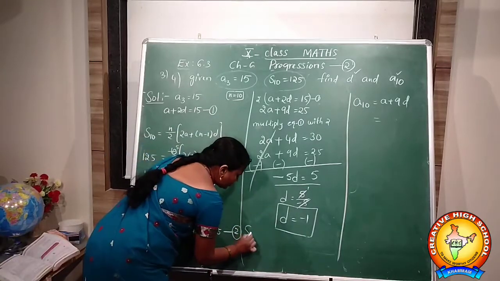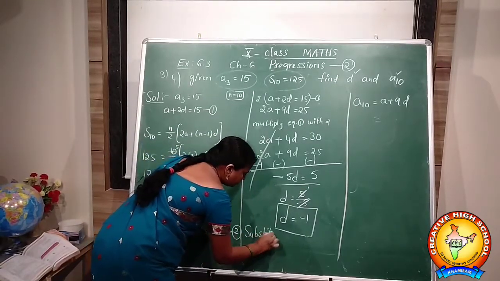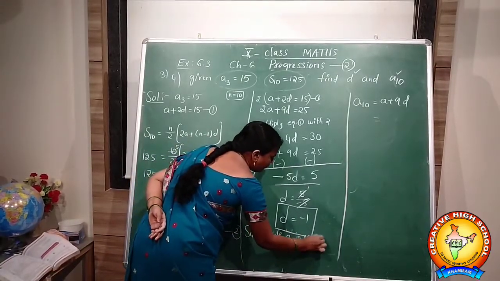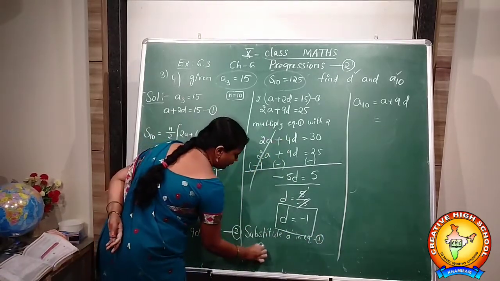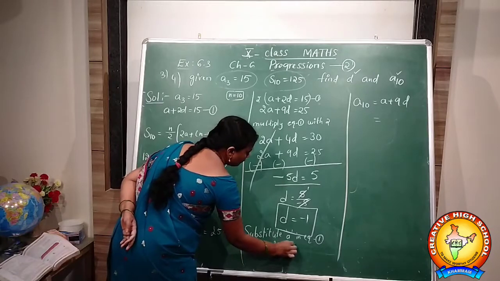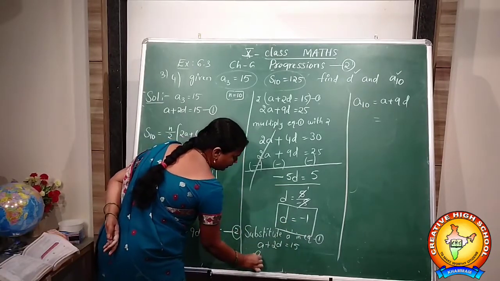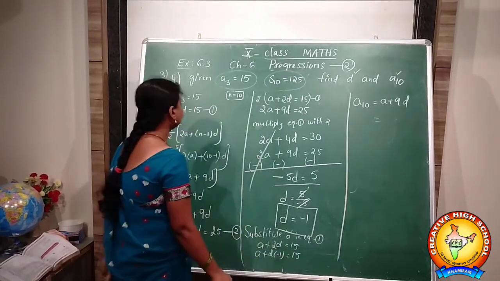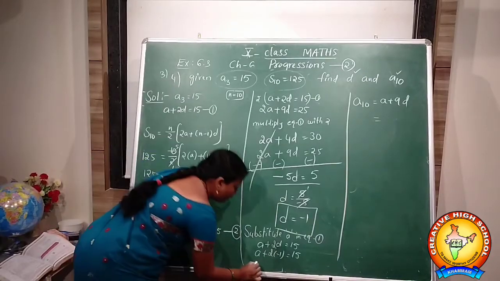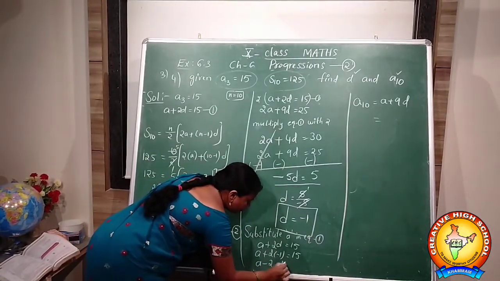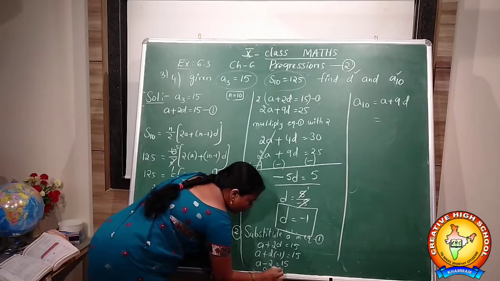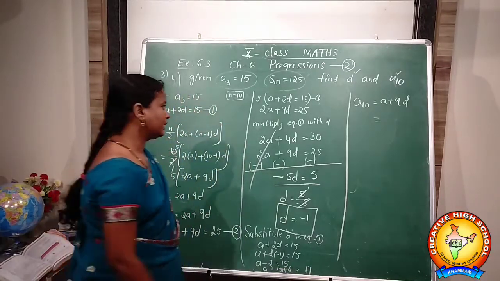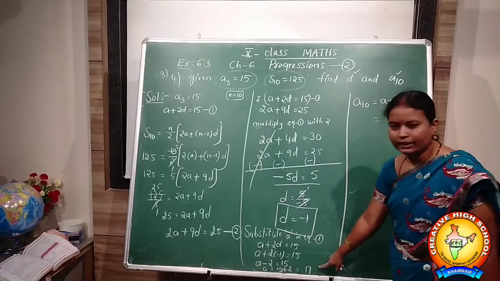I am substituting in equation number 1. So what is equation number 1? a plus 2d is equal to 15. I am substituting the d value here: a plus 2 into minus 1 is equal to 15. So a minus 2 is equal to 15. a is equal to 15 plus 2, is equal to 17. a is equal to 17.